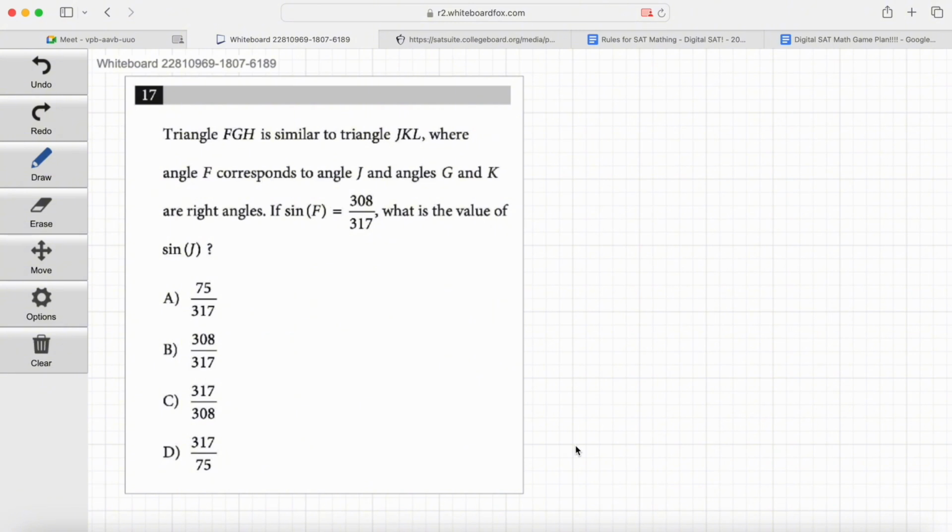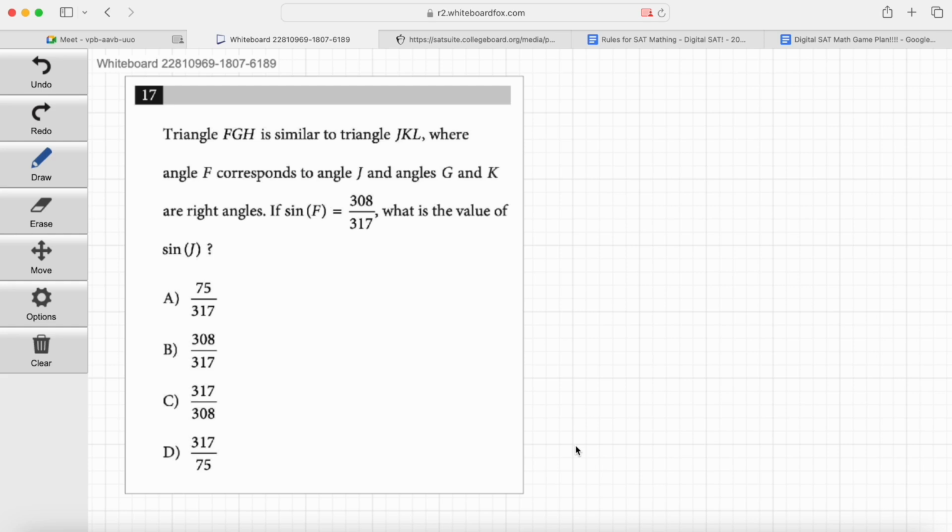Ooh, what are we solving for here? I guess the value of sine J. The value of the sine of J. Absolutely. This is a funny question. Let's start where we started in the last question, though. Let's start by drawing these triangles.